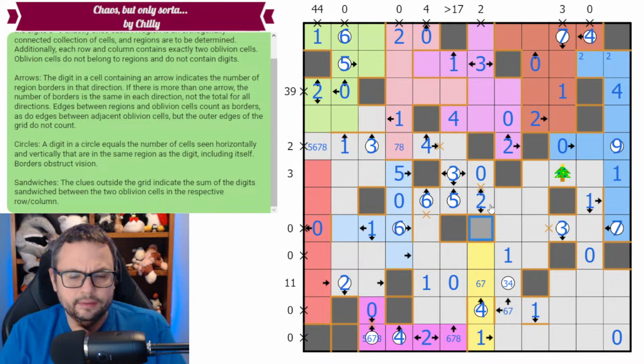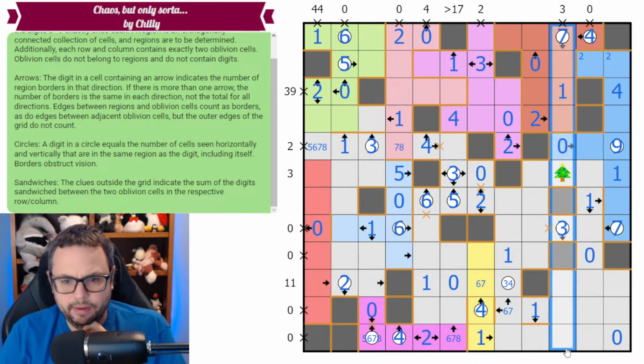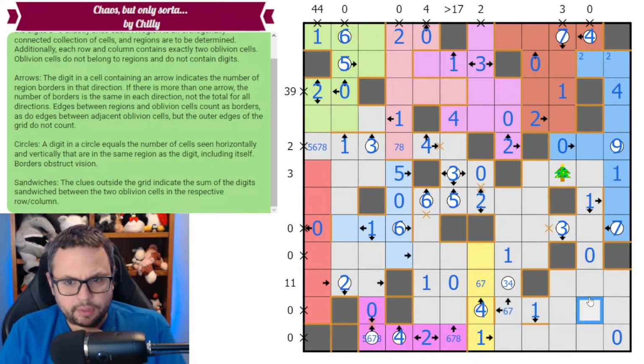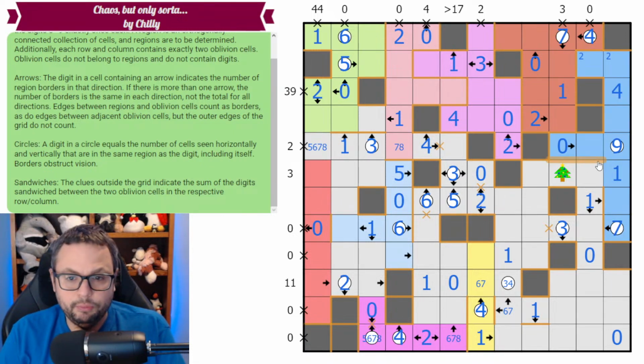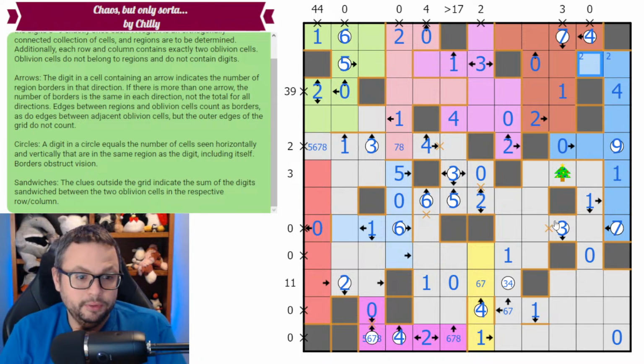Let's see. 1, 2, 3, 4, 5, 6, 7. I count that I have 1 degree of freedom on my 2 borders. Oh, but blue is done now as well, because that was the last cell. Blue.